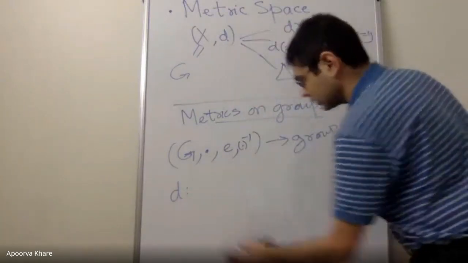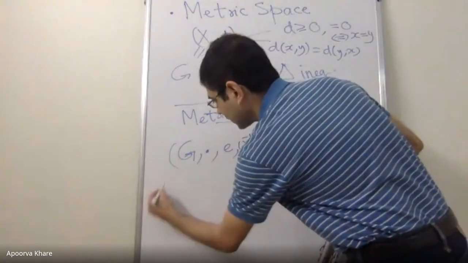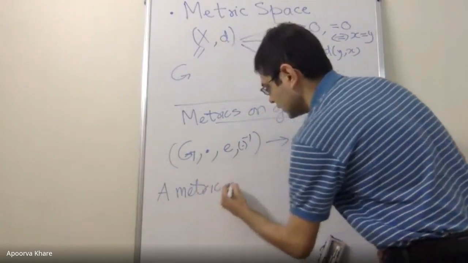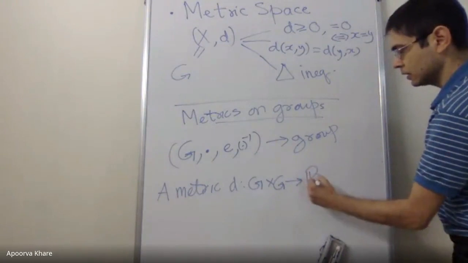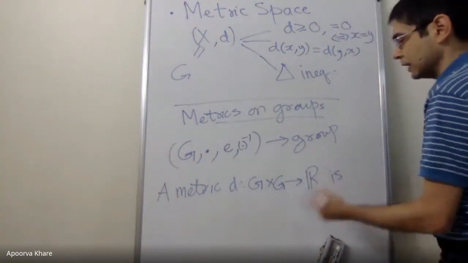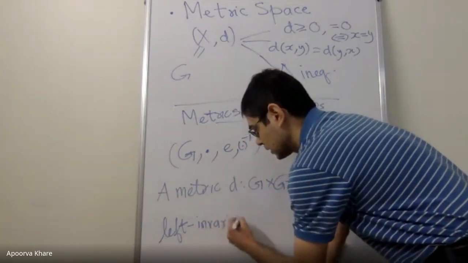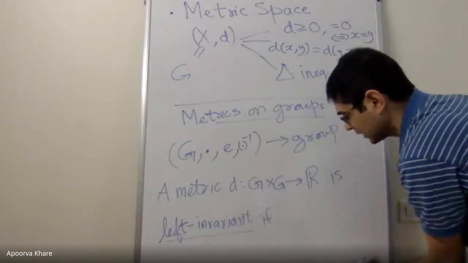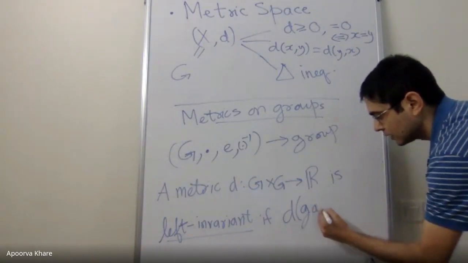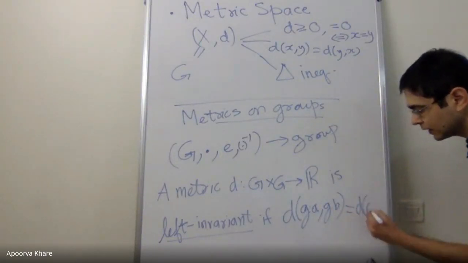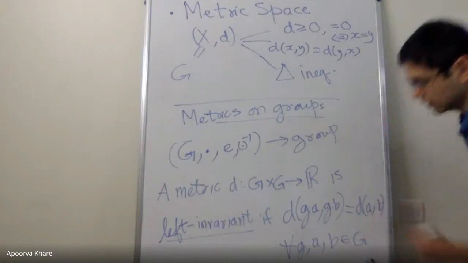So now the point is a metric. Of course, the general notion of a metric, there is nothing new. But a metric D from G cross G to R, or R bigger than or equal to 0, is left invariant if it doesn't change under left translations. So it means the distance from G times A to G times B, this is left translation, is the distance from A to B. And this should be true for all G, A, B in G.